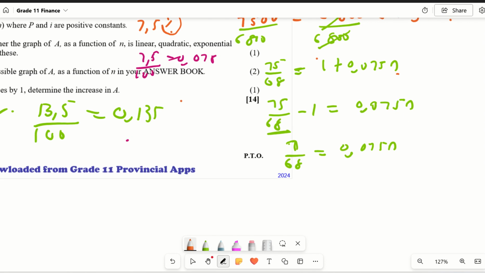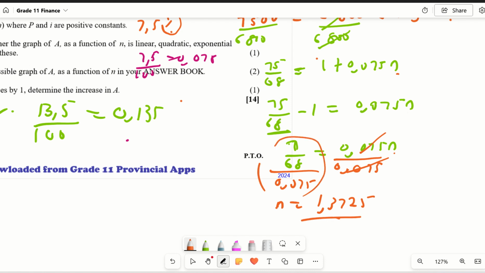Now remember that you are looking for n, so you want to get rid of the 0.075. You divide by 0.075, cancel, cancel. What you do on the left, you also do on the right. You also divide that by 0.075. Therefore, this will give us an answer of n equals 1.3725. Please punch this into a calculator and confirm if we get the same answer, so we know that our answer is correct.